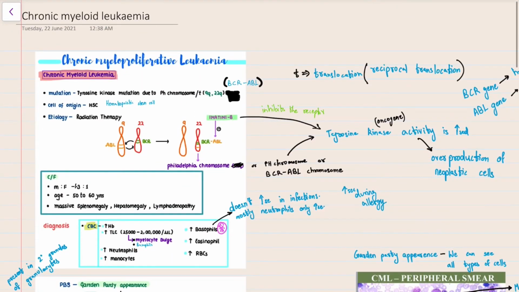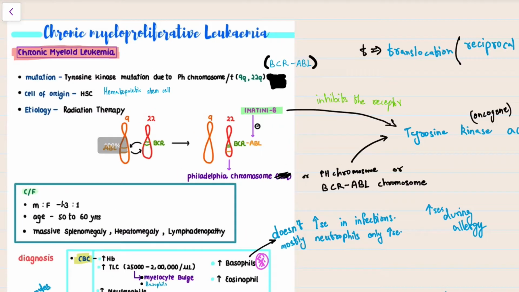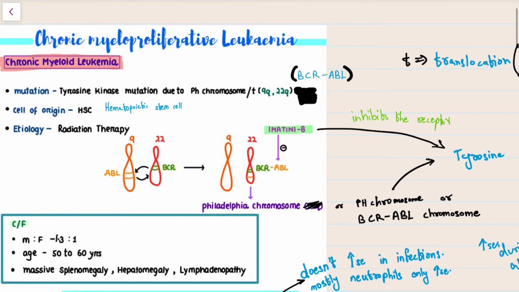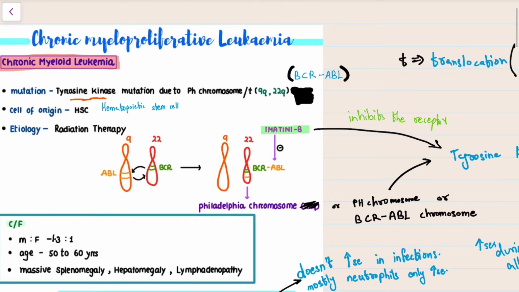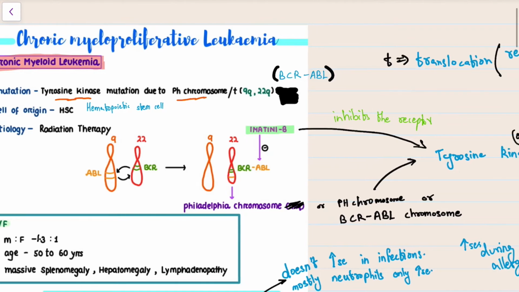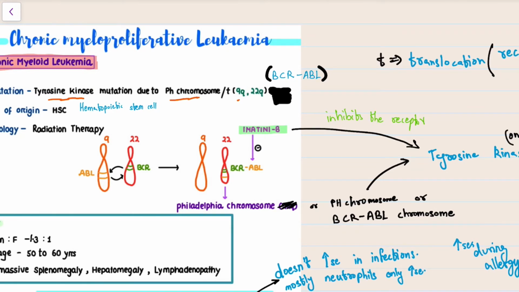So what is chronic myeloid leukemia? First of all, how is it caused? Every cancer is caused due to a mutation in a gene, right? The mutation in the gene is because of the tyrosine kinase mutation, which leads to the Philadelphia chromosome. Okay, what is the Philadelphia chromosome? It is the translocation of the 9th chromosome and the 22nd chromosome.